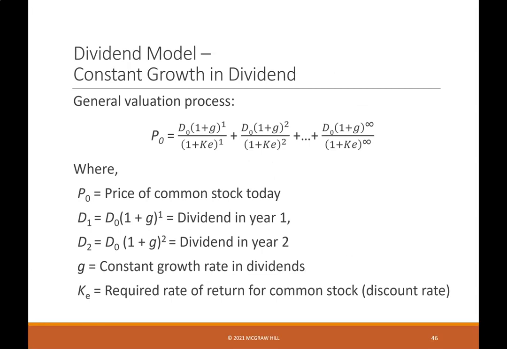Dividend model, constant growth in dividend. General valuation process where P equals price of common stock today, D1 equals dividend in year 1, D2 equals dividend in year 2, and so on. G equals constant growth rate in dividends, and K equals required rate of return for common stock, the discount rate.